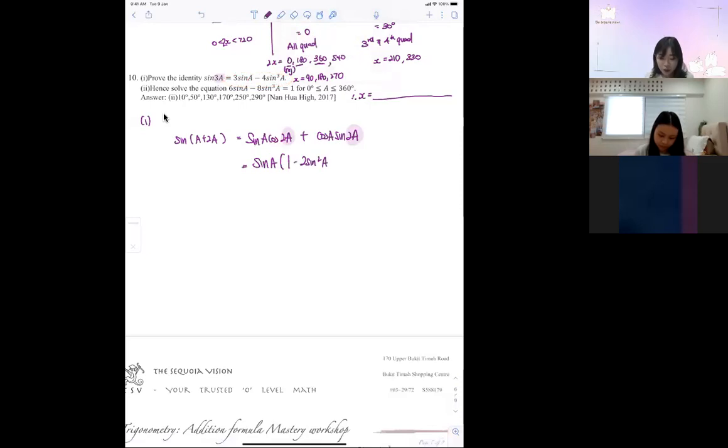Okay, so once we change already, next part. Next part, I got no choice. Sine 2A, there's only one formula, right? So we just continue. Cosine A times 2 sine A cosine A. Then expand: sine A minus 2 sine cubed A plus 2 sine A cosine squared A.